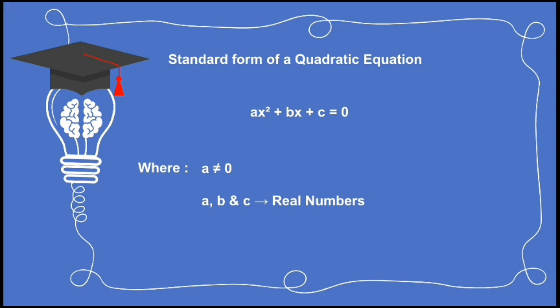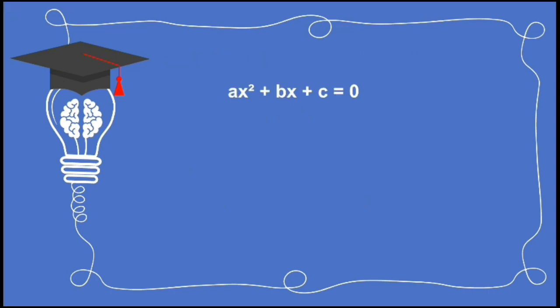Standard form of a quadratic equation is ax squared plus bx plus c equals 0, where a is not 0 and a, b, and c are real numbers. Based on this standard form, when we are given this quadratic equation, we can see that the value of a is 2 and the value of b is 4, and last the value of c is 2.